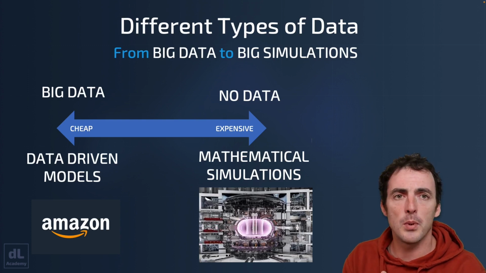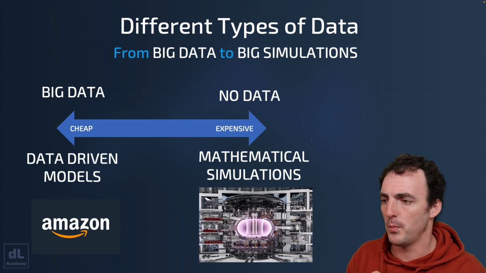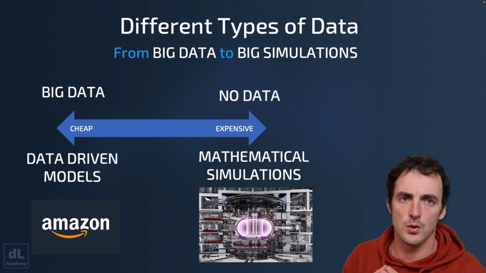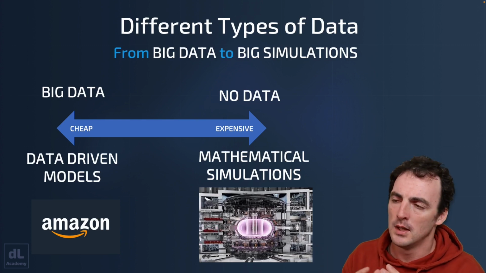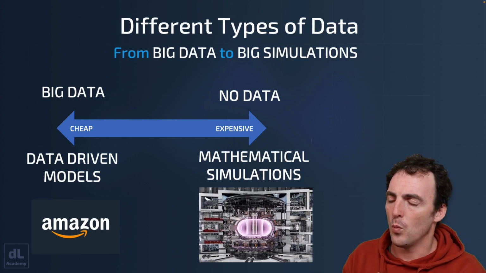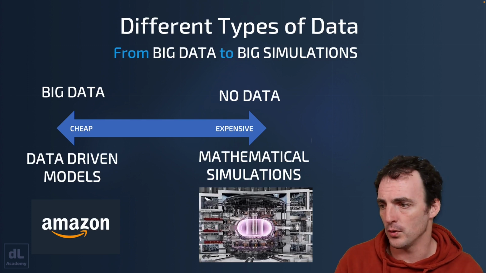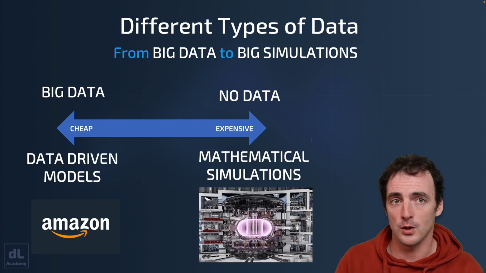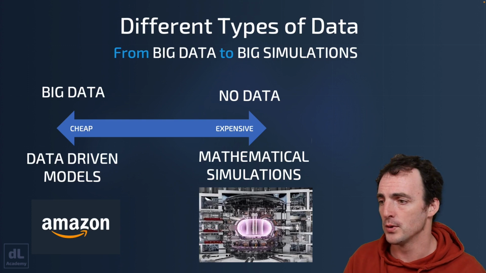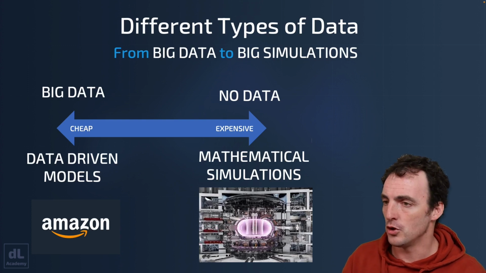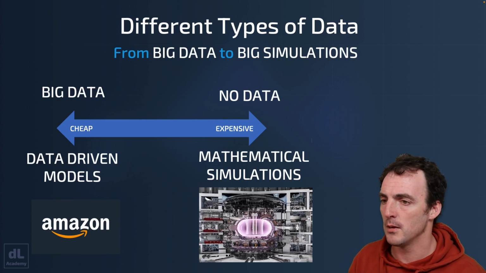So I think there's been a big push recently, and that's because of the big corporates like Amazon and Google collecting huge amounts of data. When you've got huge amounts of data which can be cheaply collected, then you can choose to build data-driven models. You have loads of data, you can use highly parameterized models, really complicated things like neural networks with lots of parameters in them.